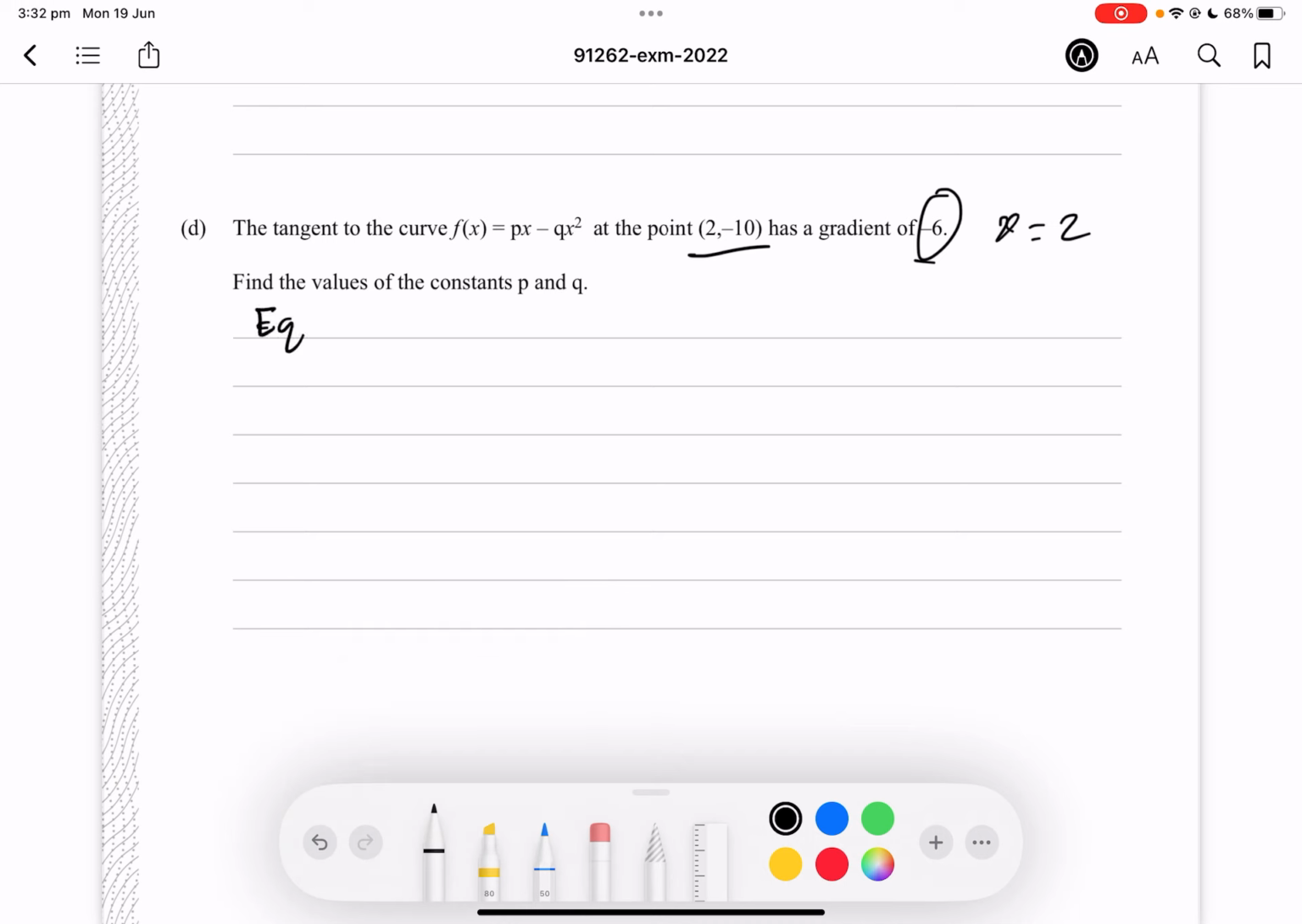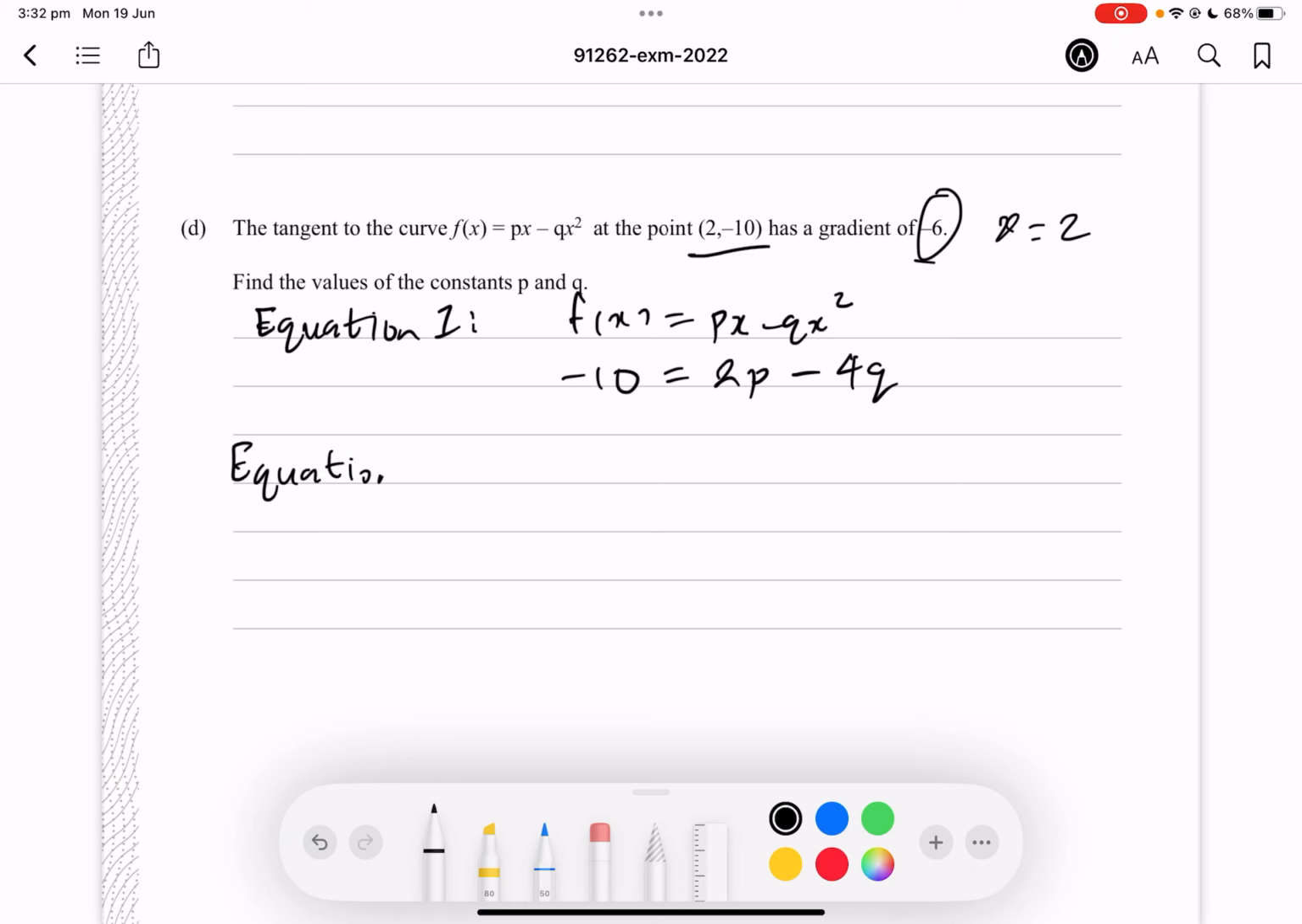So we're going to have two equations here. So we're going to formulate equation 1. So equation 1, we're going to have f of x equals px minus qx squared, which we're going to plug in the point 2, -10. So -10 is equal to 2p minus 2 squared is 4, 4 times -q is -4q. So -10 equals 2p minus 4q. That's equation number 1.